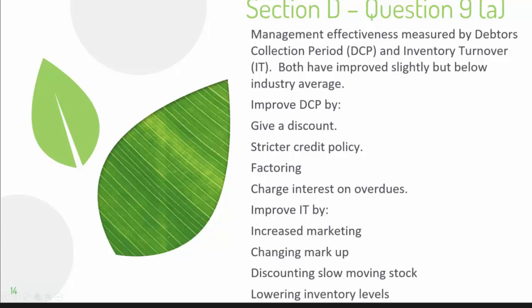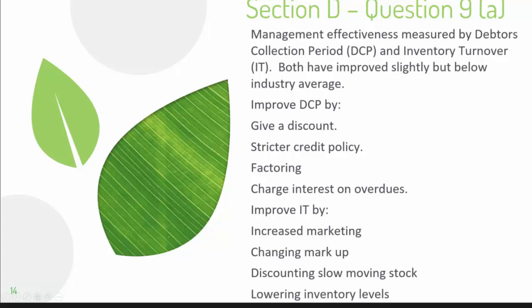Okay, you can improve inventory turnover by increased marketing. You can change your markup to increase your sales, or indeed you can decrease the markup to increase the amount of sales as well. It depends on the type of product that you're selling, but the overall aim is obviously to increase sales. You can have a sale to discount slow-moving stock.